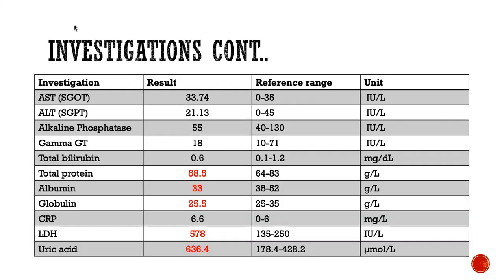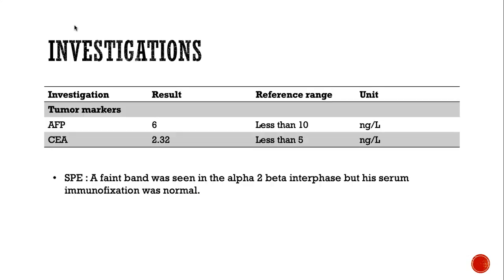And his liver profile is normal, except a low total protein value of 58.5 gram per liter and low albumin value of 33 gram per liter and low normal globulin value of 25.5 gram per liter. And the CRP was 6.6 milligram per liter, which is mildly elevated. And the LDH value was 578 international units per liter, which is high. And the serum uric acid value 636.4 micromole per liter, which is also high.